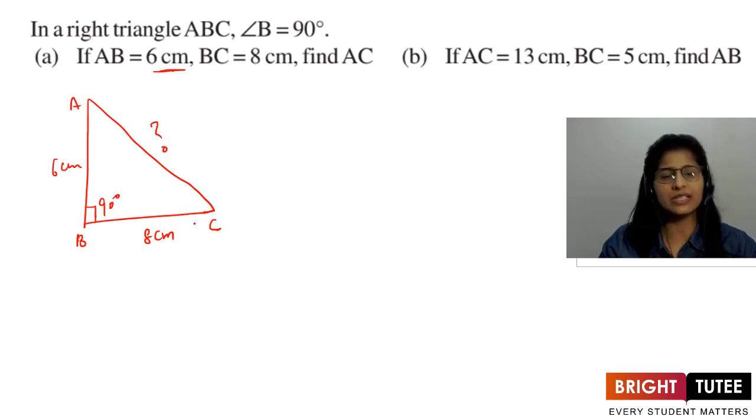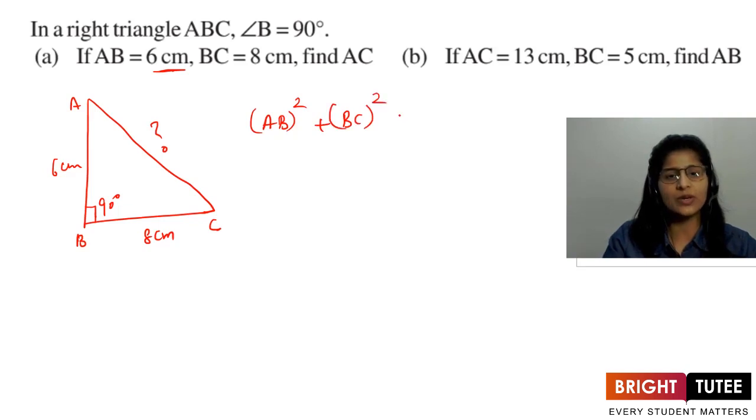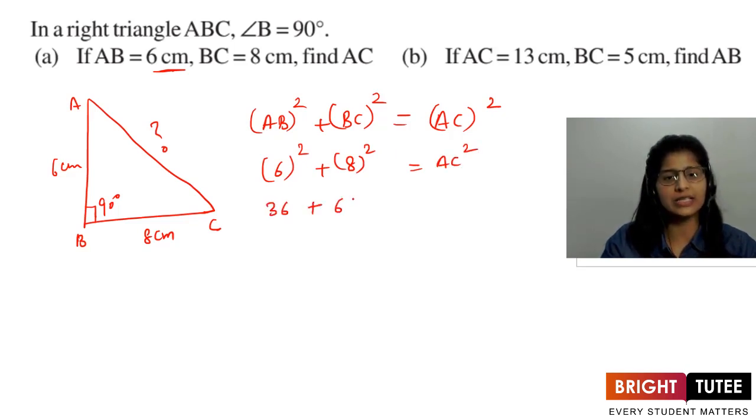So as we know this is a right angle triangle, we can apply Pythagoras theorem. Let's apply that. So what we will write? We will write AB square plus BC square is equal to the square of hypotenuse, that is AC square. What is square of AB? AB is 6. 6 square plus 8 square equals AC square. 6 square is 36, 8 square is 64, is equal to AC square. 36 plus 64, when we add we get 100 is equal to square of AC.